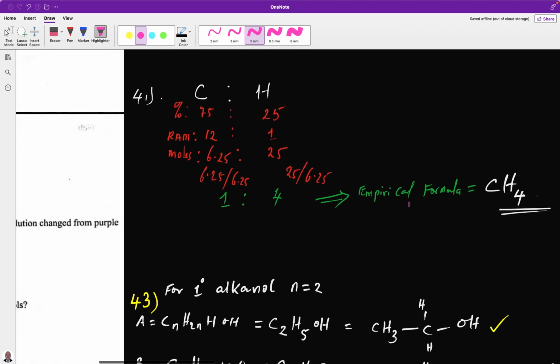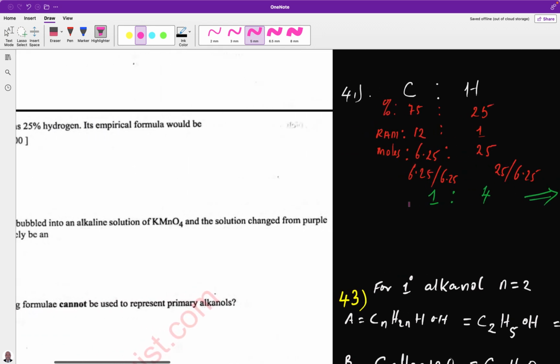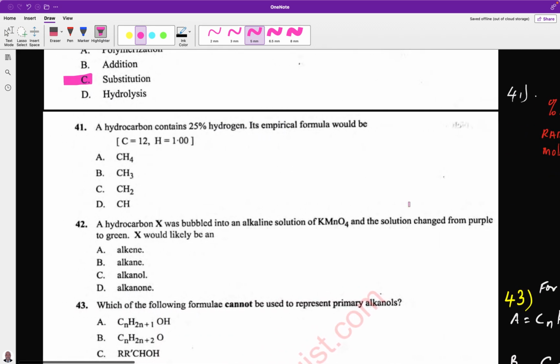Our empirical formula for this compound will be CH4. That is methane. In that case, 41 will be CH4, and that is A.